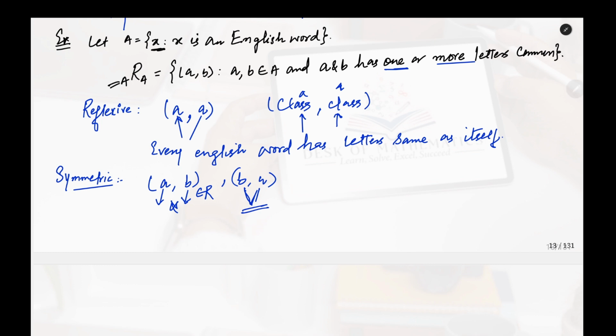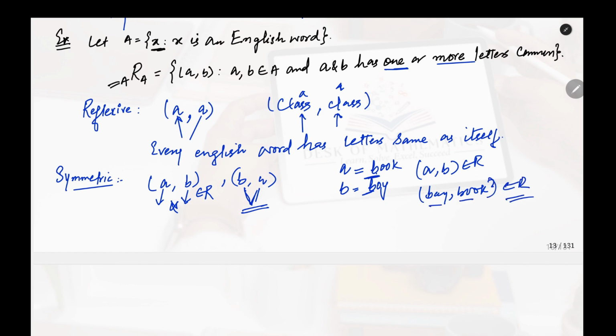For example, take a as book and b as boy. Now they have at least one, even here two, letters in common, so a is related to b, and this pair will be in the relation. Now take boy and book, it has the same letters in common, so it will also be in R. So this is symmetric, which means it is compatible. It is not necessarily transitive.